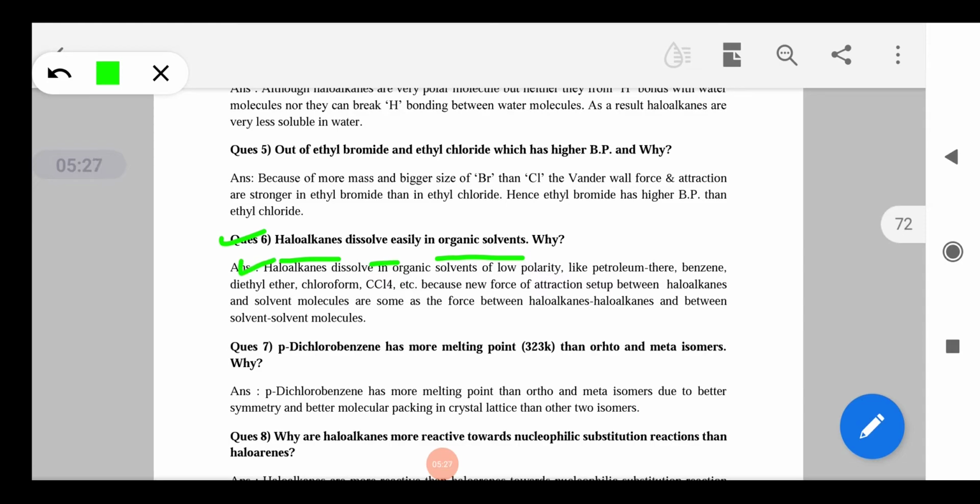जिनकी पोलैरिटी काफ़ी कम होती है उनमें ये ईजिली डिजॉल्व कर जाते हैं, जैसे कि बेंजीन है, डाईथाइल ईथर है, क्लोरोफॉर्म है, कार्बन टेट्राक्लोराइड है। तो रीज़न क्या है?